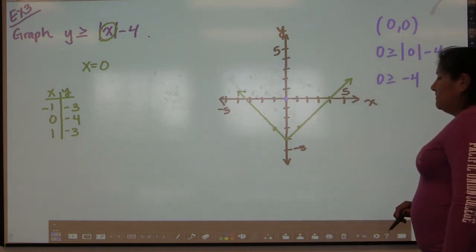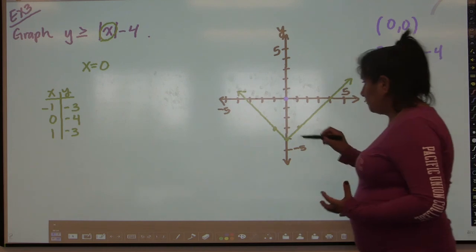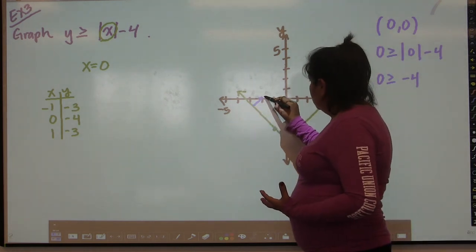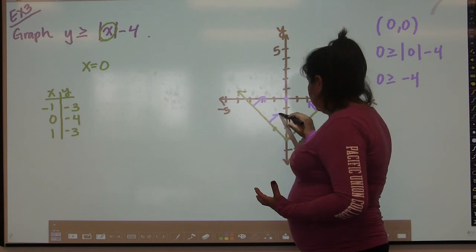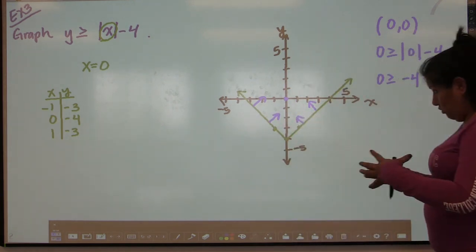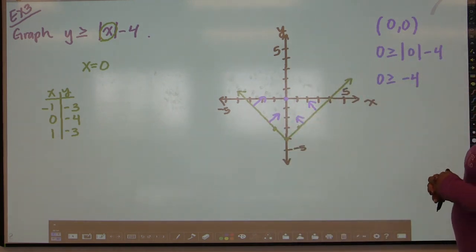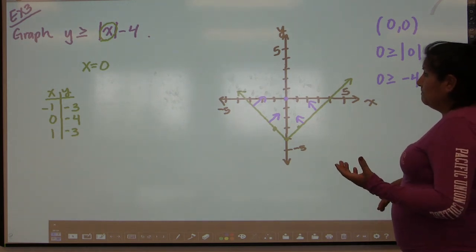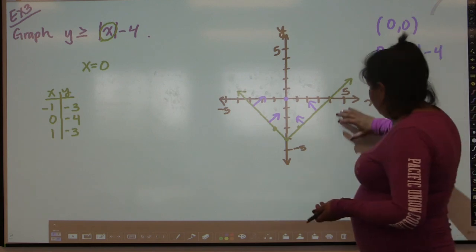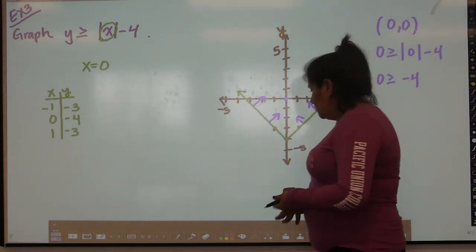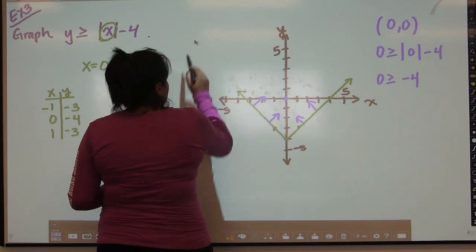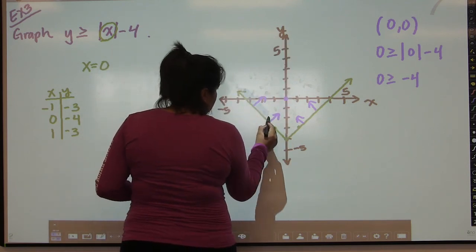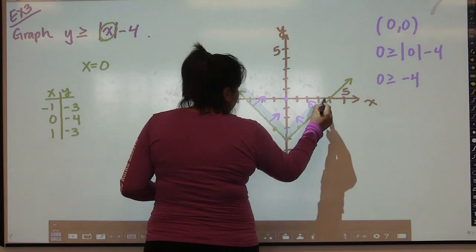there's my origin, and because I am shading toward the origin, these arrows are just indicating that we're shading toward the origin, then you're going to end up with the shaded area inside the V. And again, if it had been a less than, you would have ended up shading outside the V. So let's finish this guy up. We're just going to shade inside this V here.